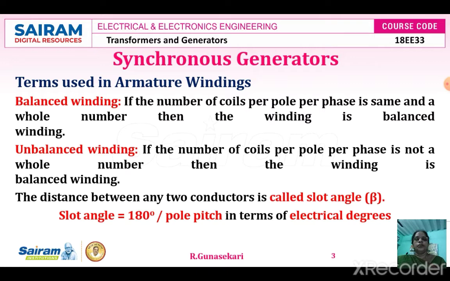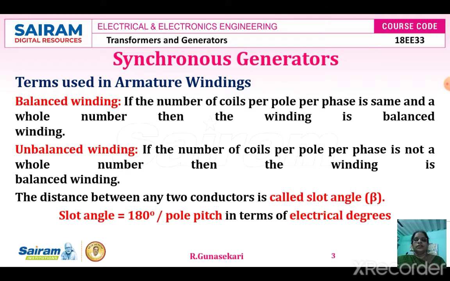Before we study the armature windings, we study the terms used in the armature winding, then you can easily understand the concept of how the armature windings are designed and then connected in synchronous generators. Terms used in the armature winding: first one is balanced winding. If the number of coils per pole per phase is the same and a whole number, then the winding is a balanced winding. Balanced winding is always a whole number only. But unbalanced winding means the number of coils per pole per phase is not a whole number.